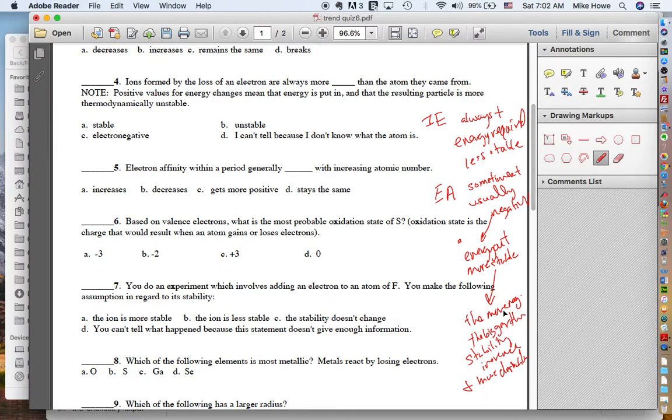So which element attracts electrons more? The one with a big negative electron affinity or the one with a small negative electron affinity? Well, it would be the one with the big negative electron affinity. So as atoms attract electrons more, electron affinity becomes more negative.